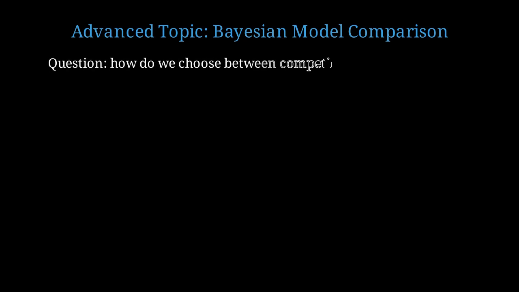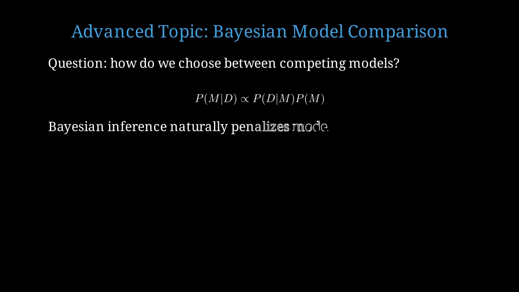For those interested in more advanced techniques, let me briefly mention Bayesian model comparison. Suppose you have two competing models that both fit your data reasonably well. How do you decide which is better? Bayes' theorem tells us that the probability of a model given the data is proportional to the probability of the data given the model times the prior probability of the model. The beautiful thing about Bayesian inference is that it naturally penalizes overly complex models through what's called the Occam factor. Simpler models are preferred unless the complex model provides significantly better fits.